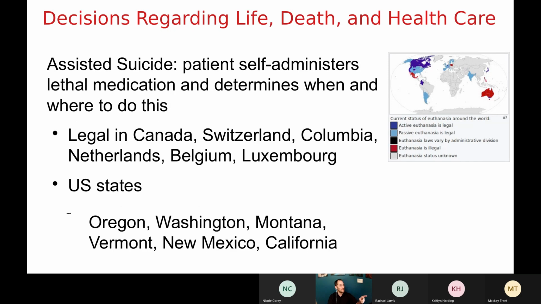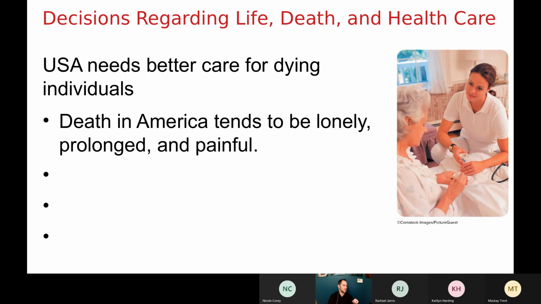Assisted suicide is another thing. Patients self-administering usually a lethal dose of medication. Canada, Switzerland, Colombia, Netherlands, Belgium, Oregon, Washington, Montana, Vermont, New Mexico, California. At the time of making this slide, it was legal to do assisted suicide in those places. So we'll start off here next time we come to class.